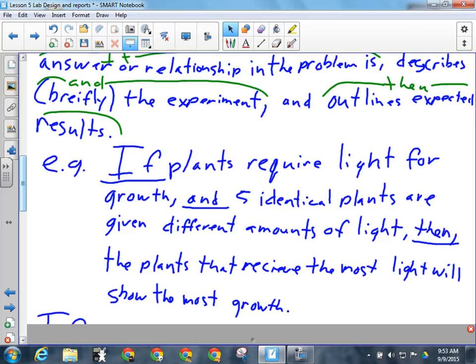It is now entirely possible for me to be wrong in this experiment because I have said, here's what I think the relationship is, and here's what I think is going to happen.